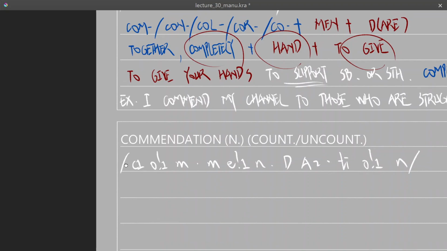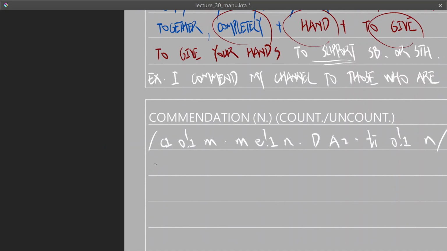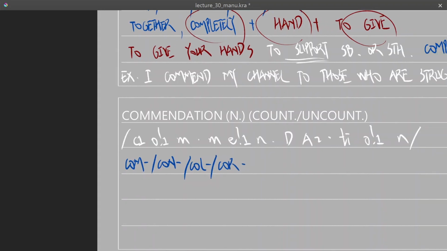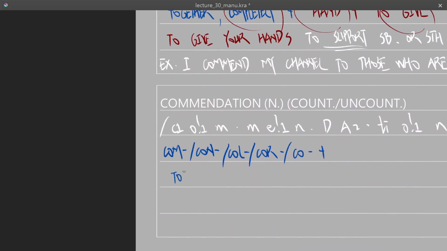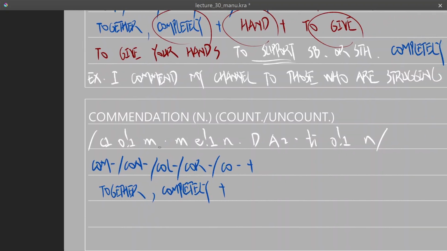Alright, and again we have the prefix com: c-o-m, c-o-n, c-o-l, c-o-r, m, n, l, r, or co, meaning together or completely. And we have the root men.